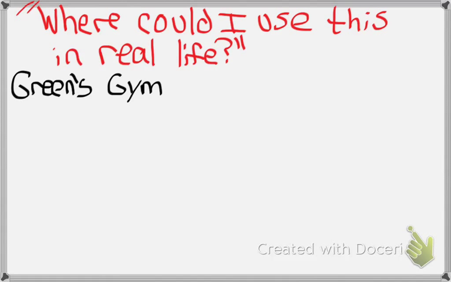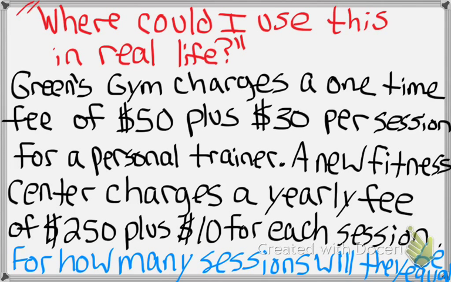Some people tend to ask, and we want to make sure we understand, where could I use this in real life? So here's an example. We're going to talk about gym memberships and comparing them. So rather than guessing and checking, we're going to be able to write it out precisely. So we have Green's Gym. Green's Gym charges a one-time fee of $50 plus $30 per session for a personal trainer.